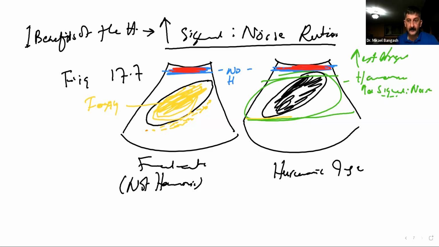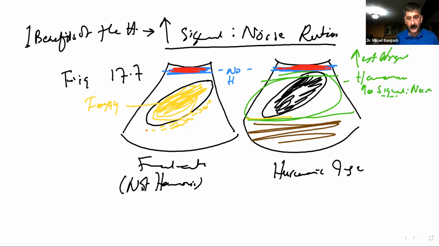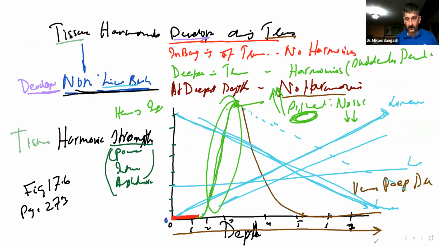But what we also said is that harmonics is going to increase the signal to noise ratio, which means more production of signal and less production of noise. As a matter of fact, the greater the harmonic signal, the lesser the production of noise. And at this greater depth here is where we again will have no harmonics, because that was our graph.